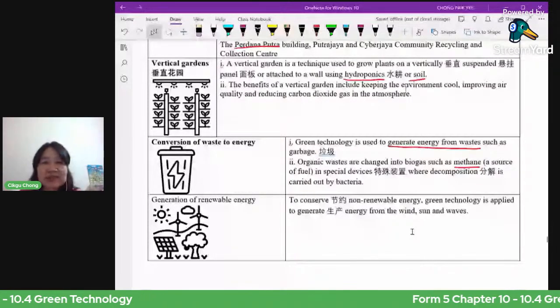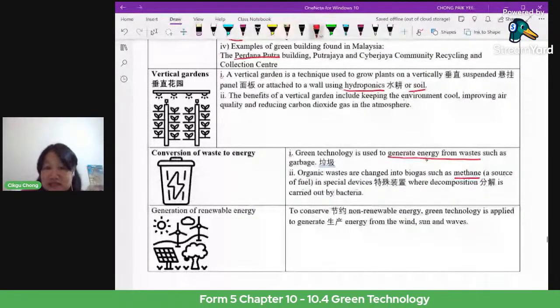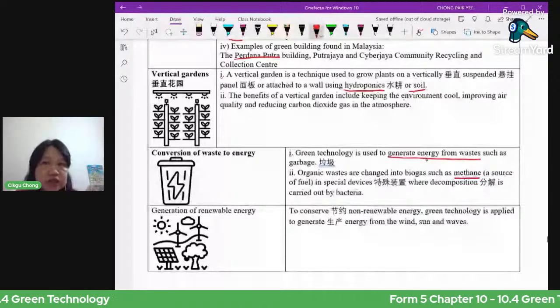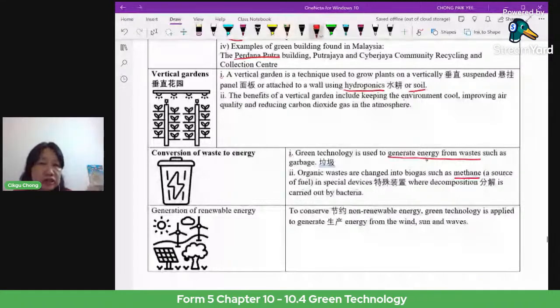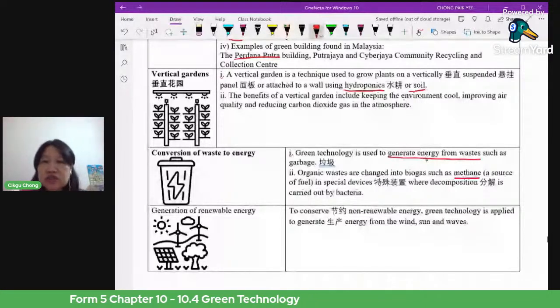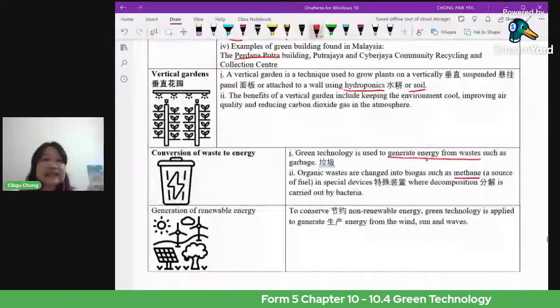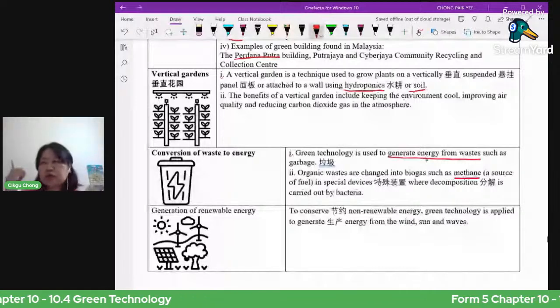Next, benefits of vertical gardens. Yes, we want to keep the environment cool, because plants have a cooling effect on the environment when they carry out transpiration. They also improve air quality, reducing the carbon dioxide and increasing the oxygen content in the air. Okay, and also they are very pleasing to the eye, especially if you work very hard looking at your books or your computer. If you look at something green, it's very soothing to your eyes.